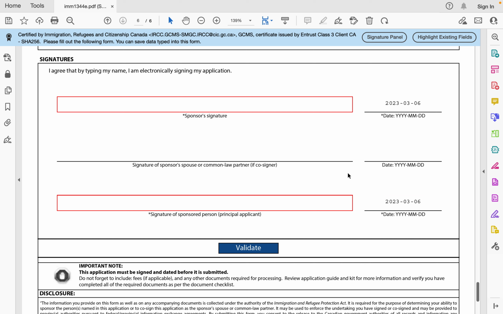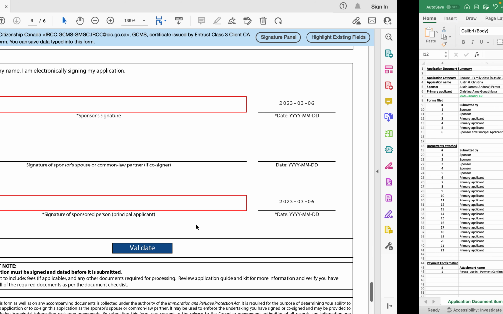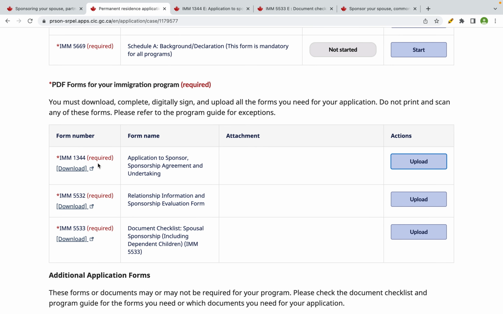And then what you need to do is print this document, and using a pen you sign on it, both the sponsor and then the principal applicant. Then you scan it, and the scanned copy is what you're going to upload here. Note, you sign it, then scan and upload the scanned copy here. So that's how you fill this 1344 form.